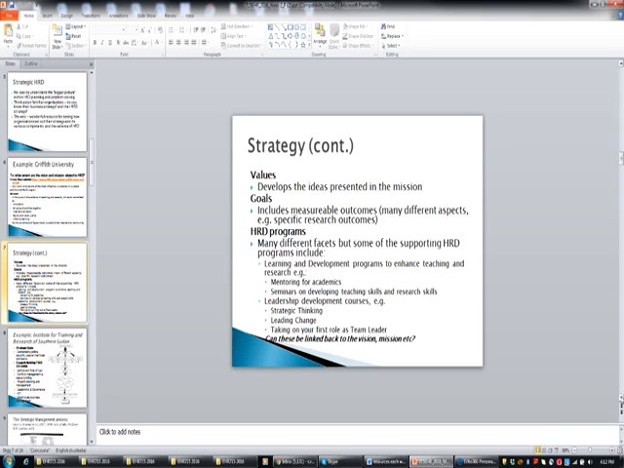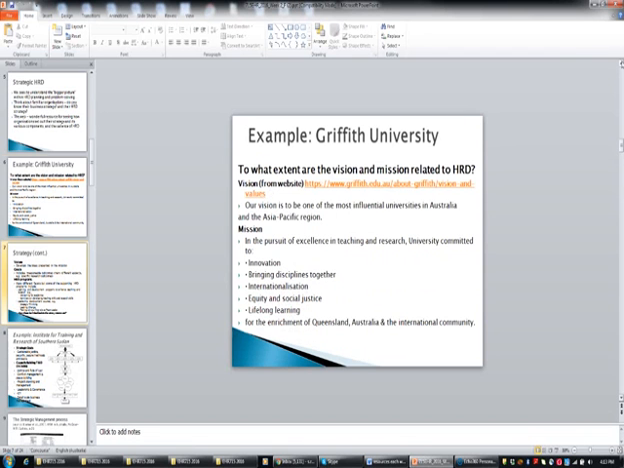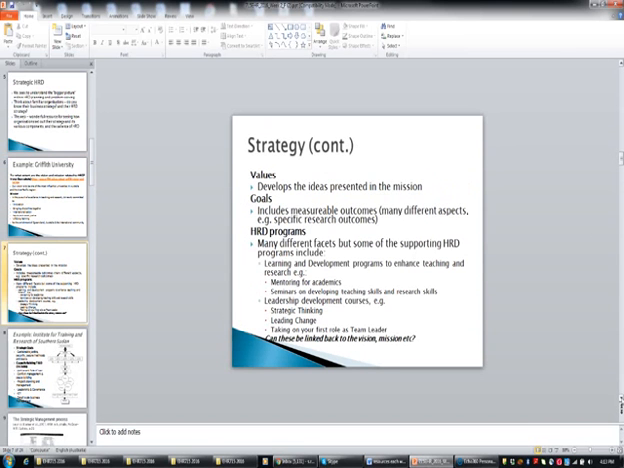And then you look at the HRD programs within Griffith, and you can see on the website that there are various learning and development programs around mentoring of academics, leadership development courses, and so on and so forth, how to be a team leader, those sorts of things. So you can see the links there back to the original vision and mission and goals. There are more specific HRD strategies encapsulated within those programs, but they're interlinked with those higher level strategies.